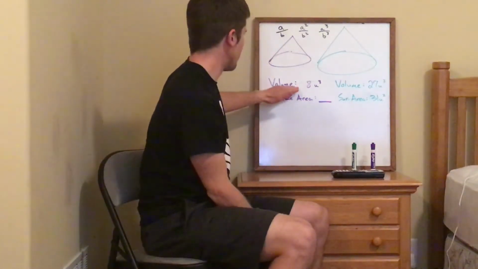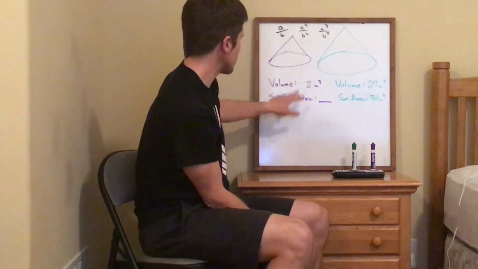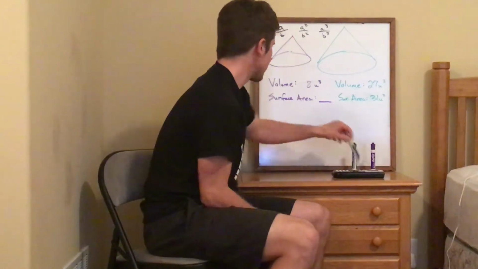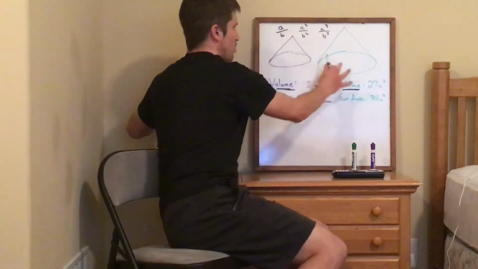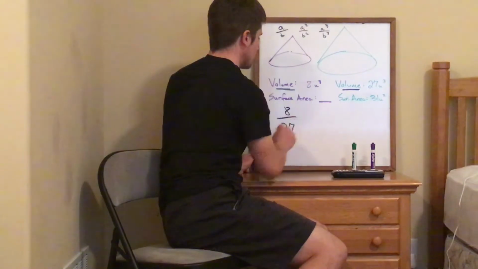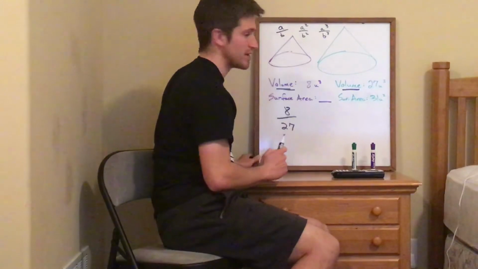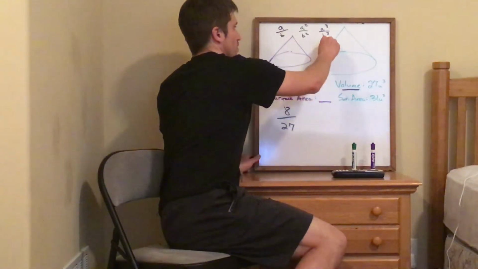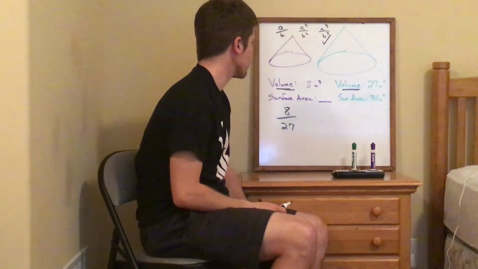Looks like I've been given the volume for each of these, but I want to know the surface area of the smaller one. Now, what was given to us was the volume of both of them. The volumes have a ratio of 8 to 27. Now, keep in mind, that's not the scale factor. That's that ratio, A cubed over B cubed, because we're comparing volumes.